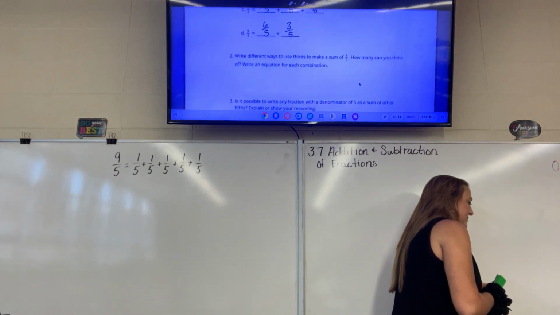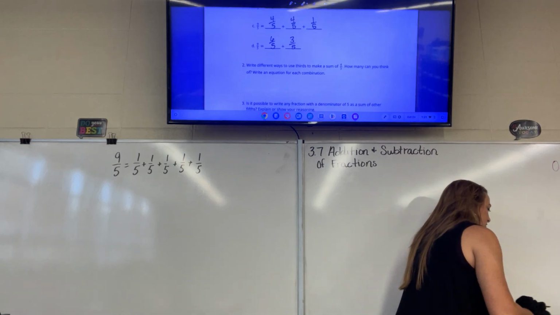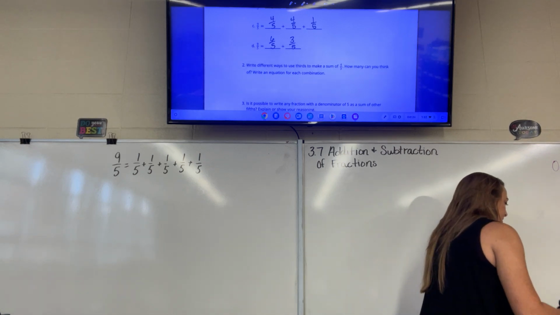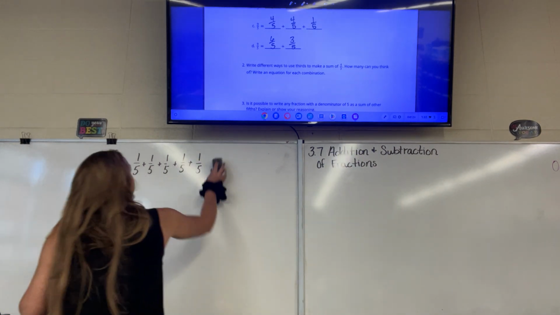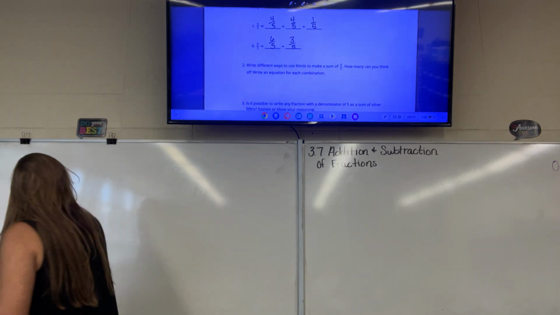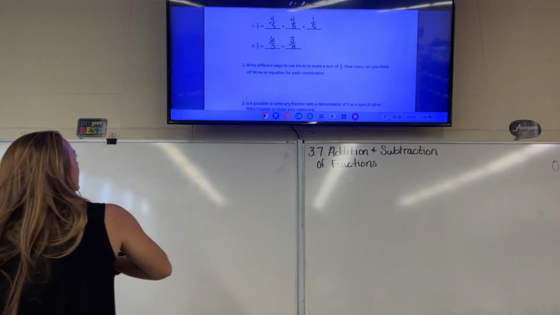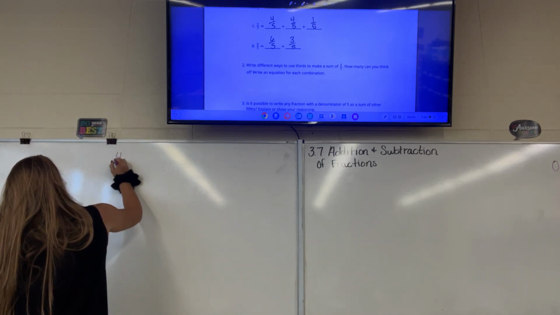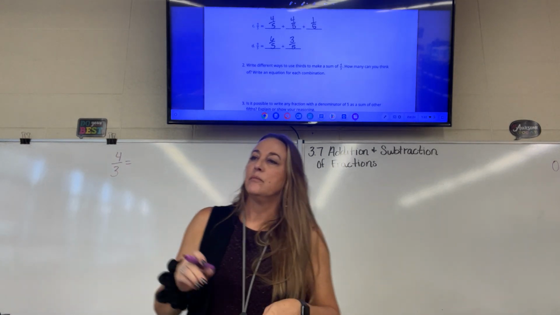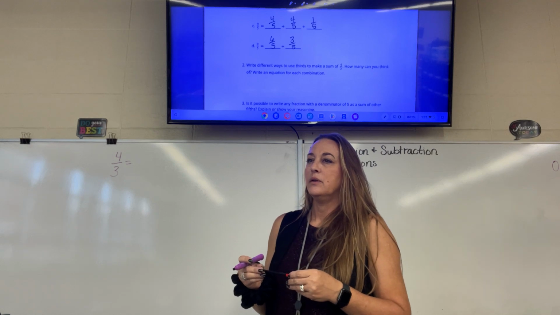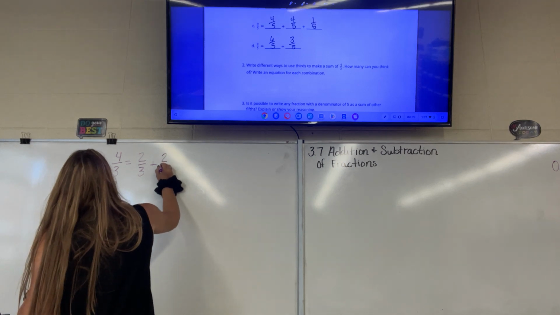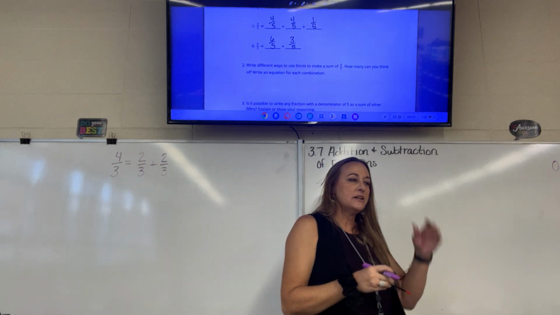Write different ways to use thirds to make a sum of 4 thirds. They didn't give us a certain number of spaces, so we're going to do all the different ways we can come up with that equal 4 thirds. Okay, give me one of them, Harbor. 2/3 plus 2/3. Does 2/3 plus 2/3 equal 4 thirds? Yep, it does. So that'll work, Harbor.